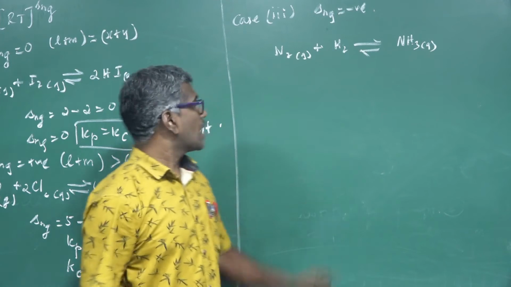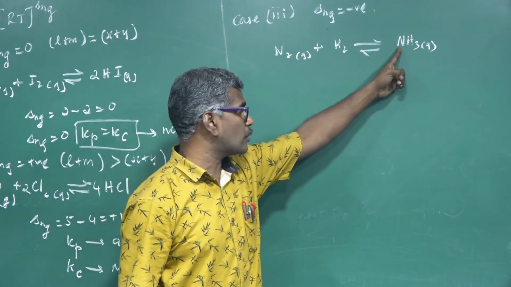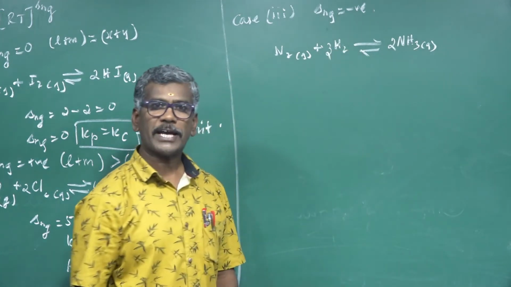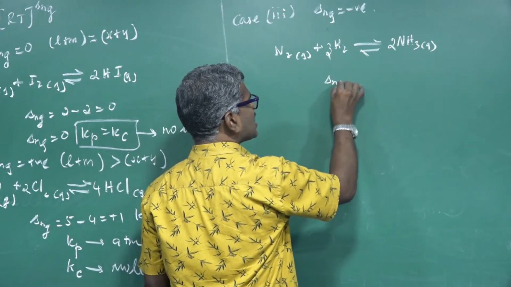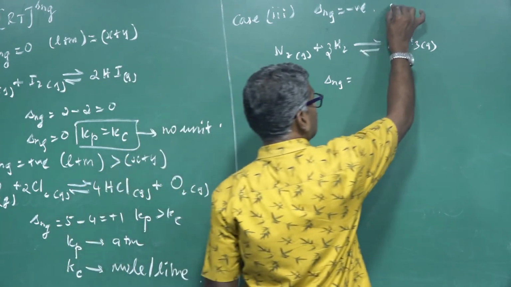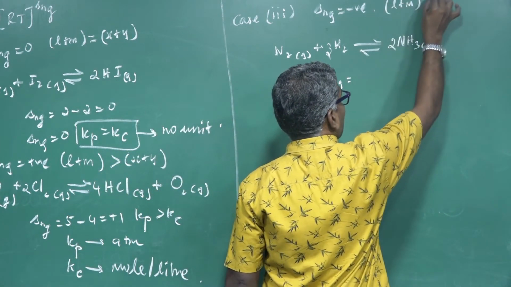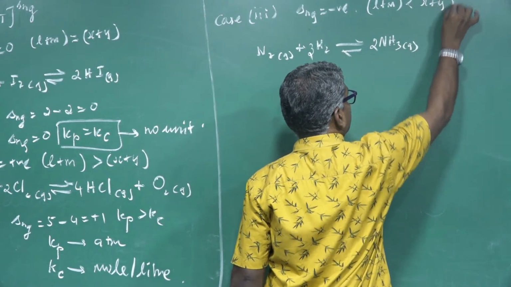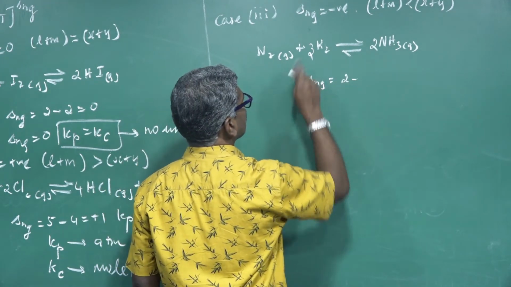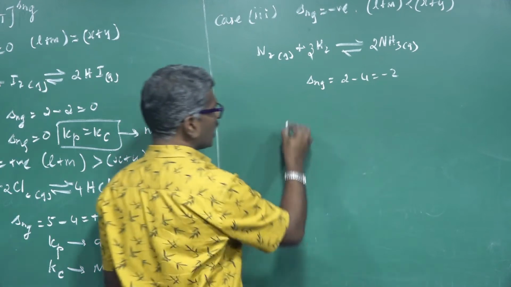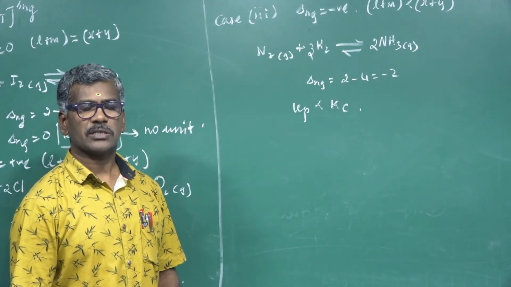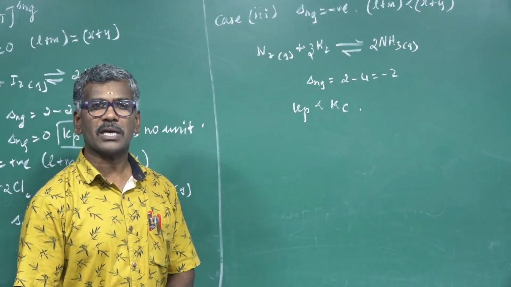Gaseous state. Here how many nitrogen? 2 nitrogen, here only 1 nitrogen, so 2 times. How many hydrogen? 6 hydrogen here. Now find out delta Ng. Delta Ng is product minus reactant. Here L plus M less than X plus Y. Here what is the product? 2 minus 4, that is minus 2. Here Kp less than Kc. There are 3 conditions. These are called the relationship between Kp and Kc.